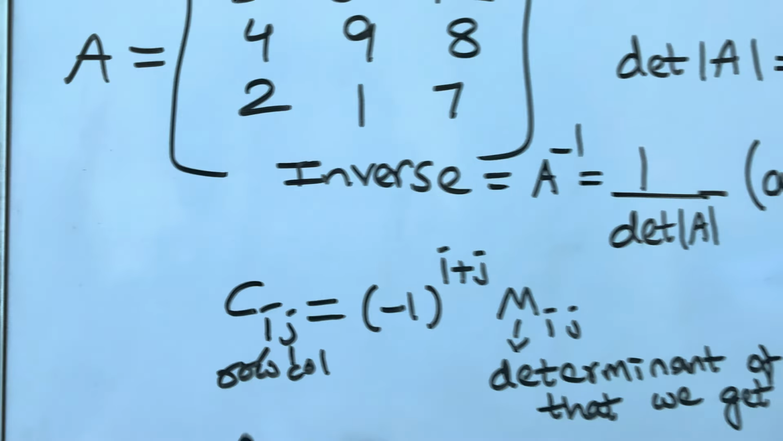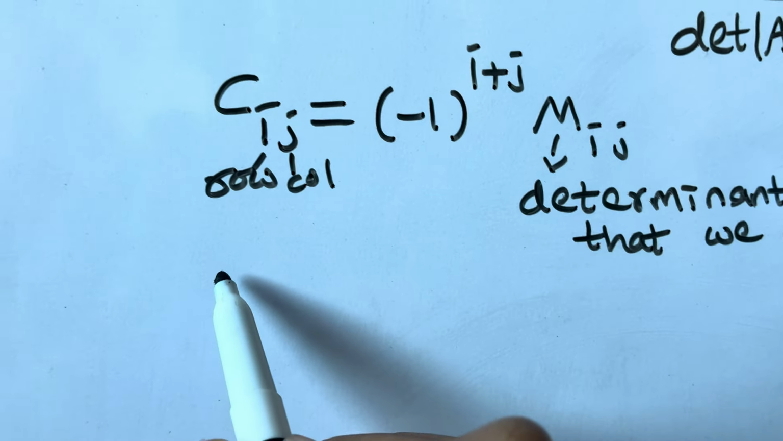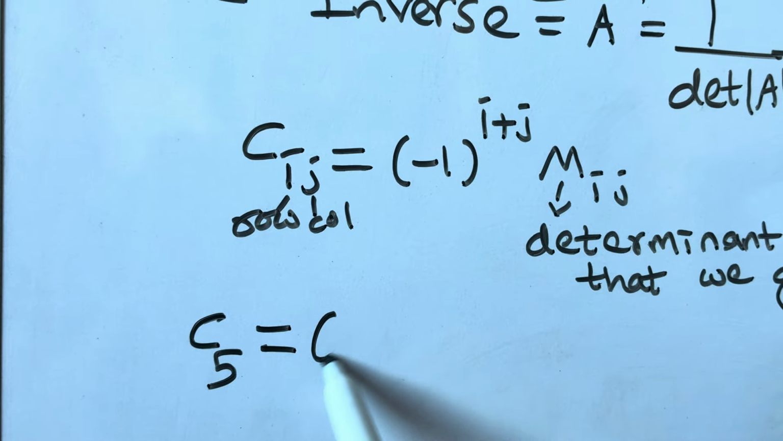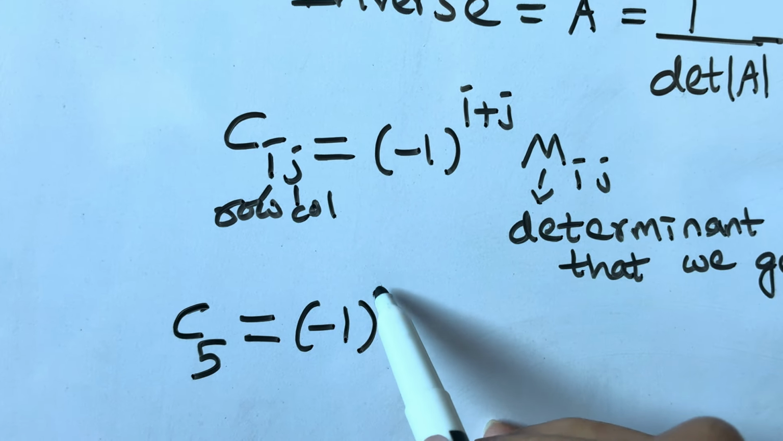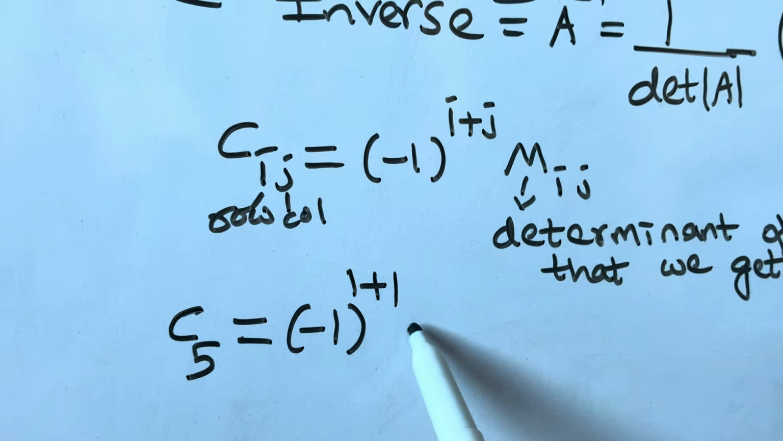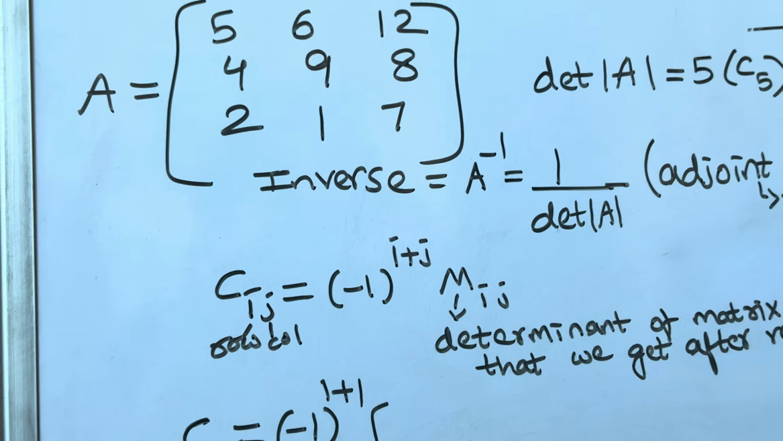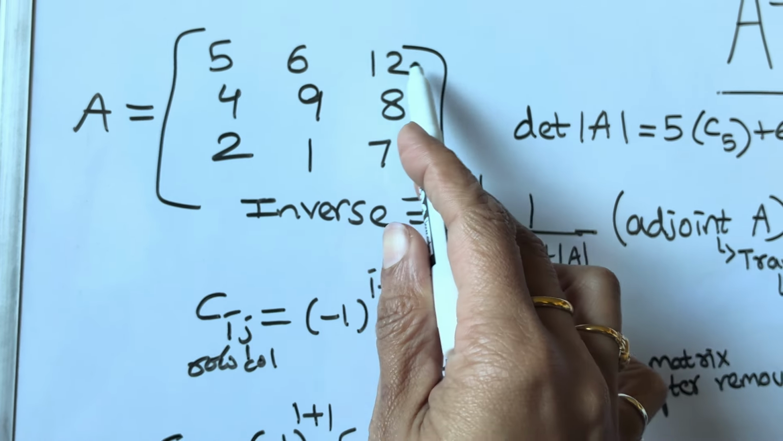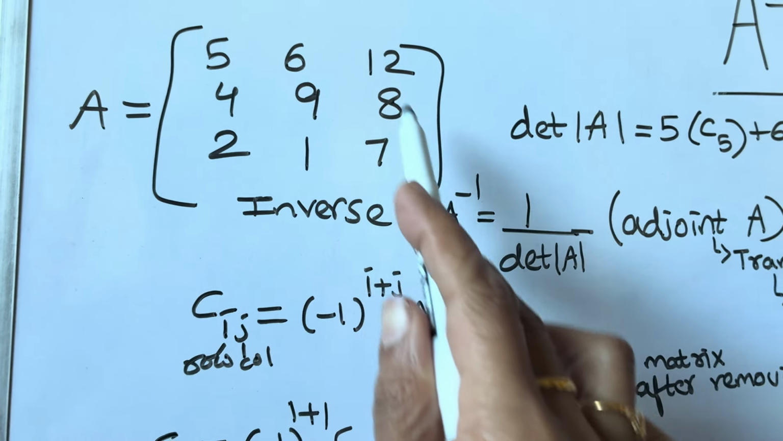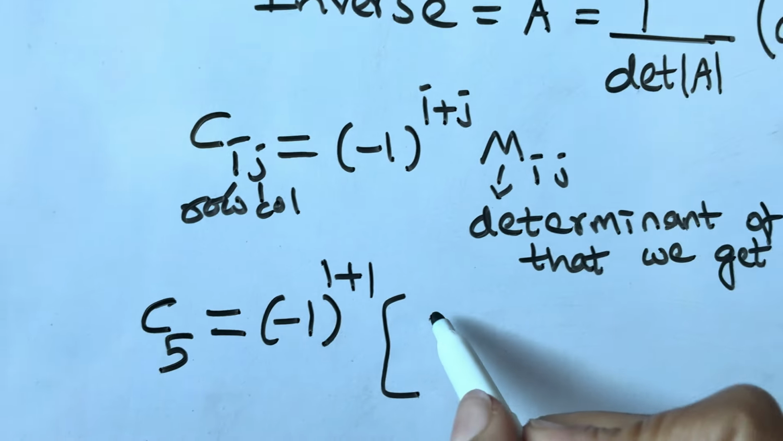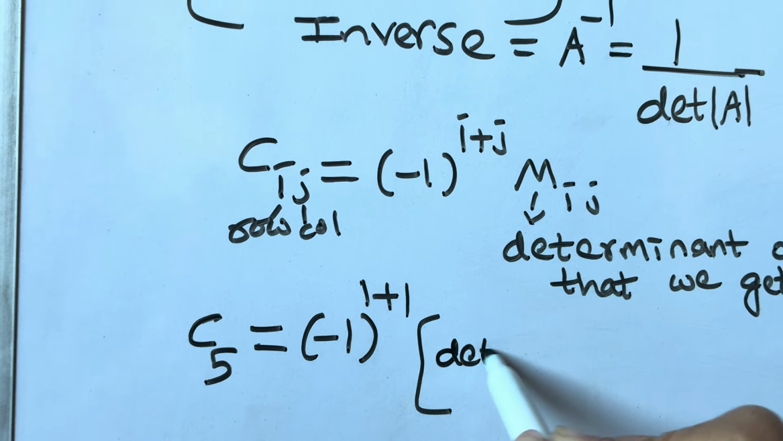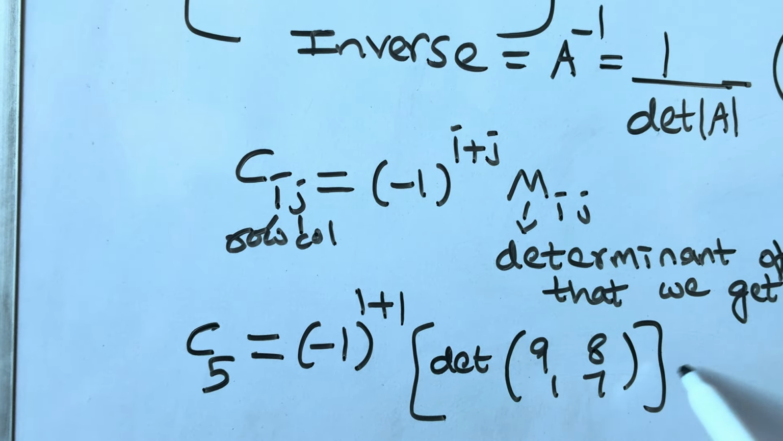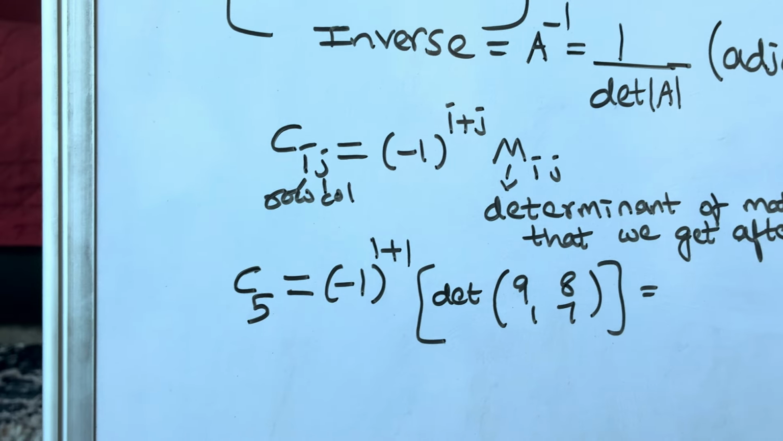So let's start by finding the minors for each element. For the first element 5, minus 1 to the power 1 plus 1, and the minor would be removing the row of 5 and column of 5. The leftover would be 9, 8, 1, 7. So I'm going to write down the determinant of 9, 8, 1, 7. Let's simplify that later.